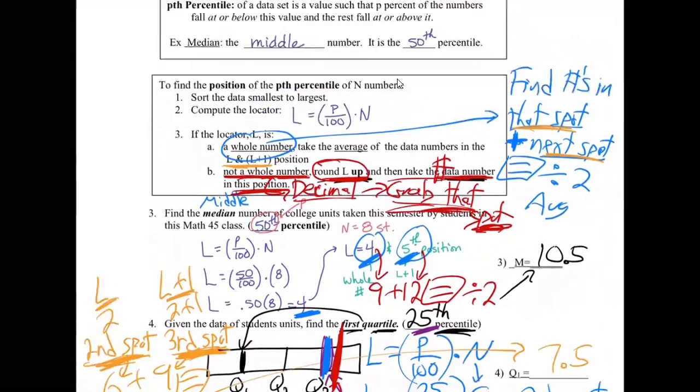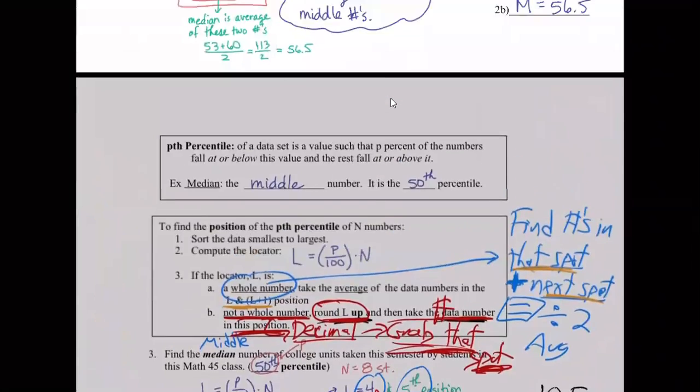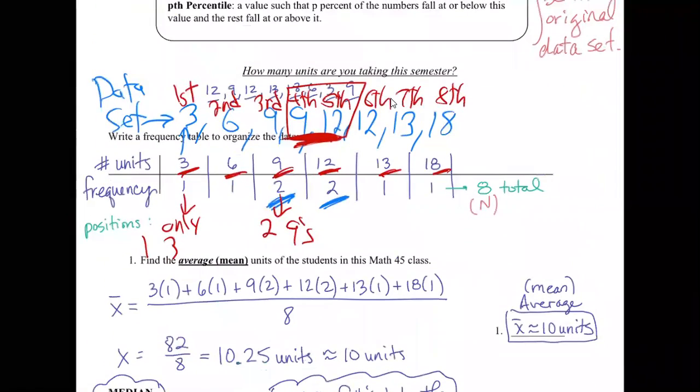So let's go back and grab the number. What spot are we looking for? Oh, 7, right? Let's go back and find the number in the 7th spot and see what we get. And what is it? Now back to our data list. What number's in the 7th spot? There it is, right? It's a 13. We good there?